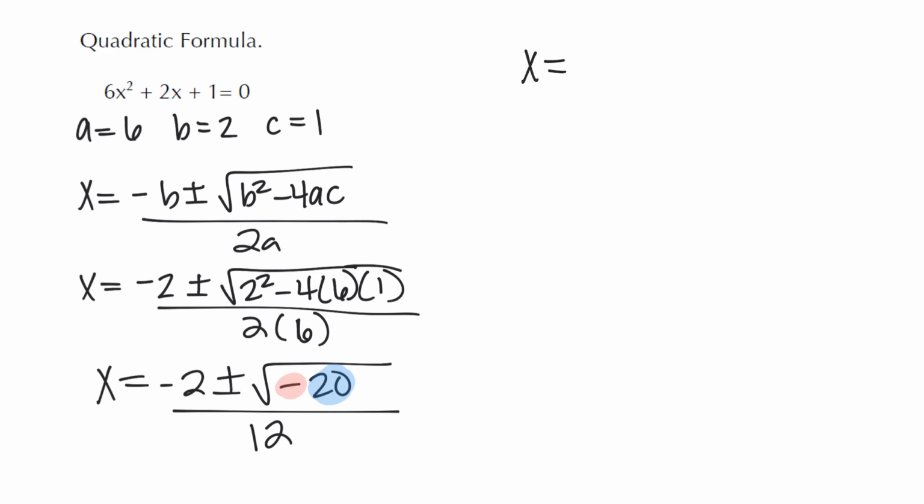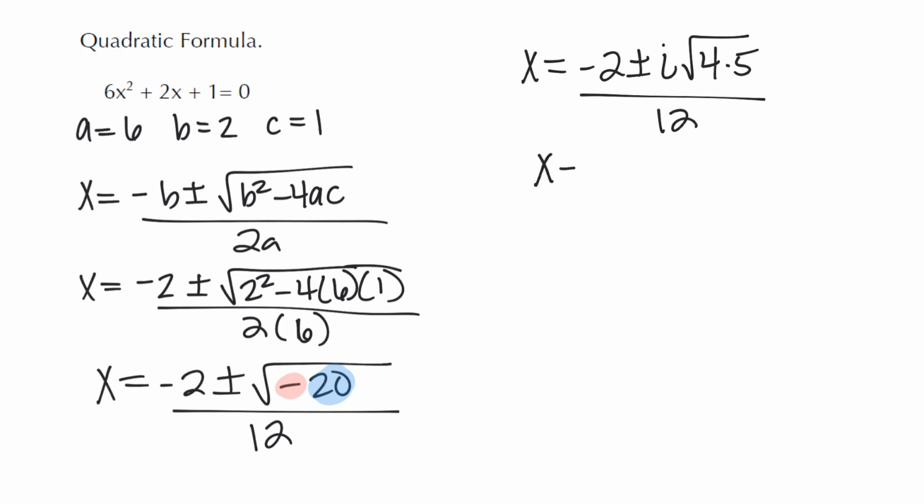So I have x is equal to -2 plus or minus. To get the negative out, I have that i, all over 12. Does 20 contain a perfect square? Yeah, 4 times 5. So I have x is equal to -2 plus or minus 2i square root of 5 over 12. So then the question becomes, am I done?